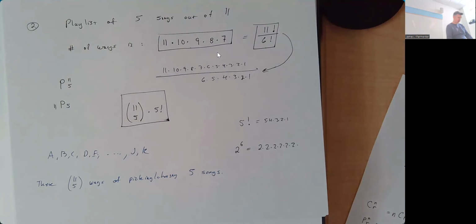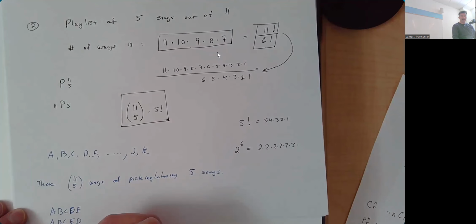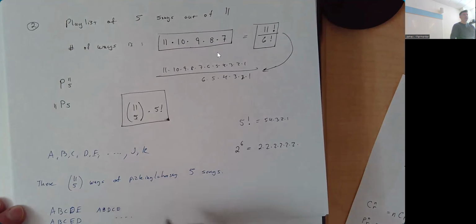I could listen to the song A, then B, then C, then D, then E. Or A, then B, then C, then E, then D. And it's going to go on for quite a while. I don't want to write all these out because there's 120 of them. But there's a lot of ways I could order these 5 songs.